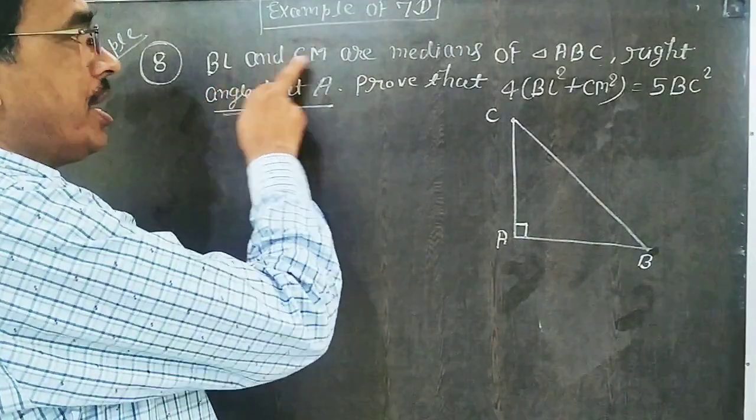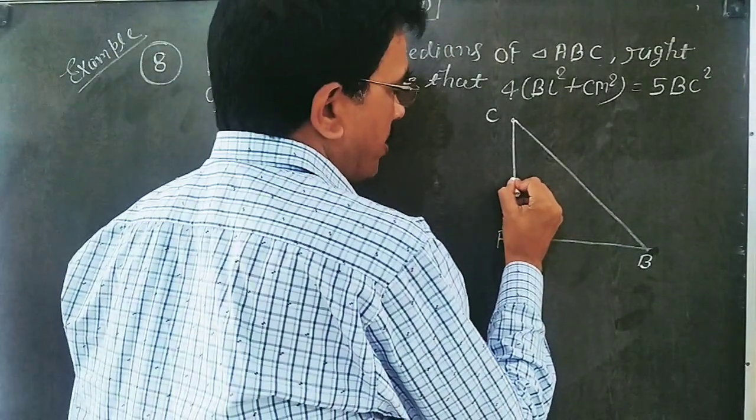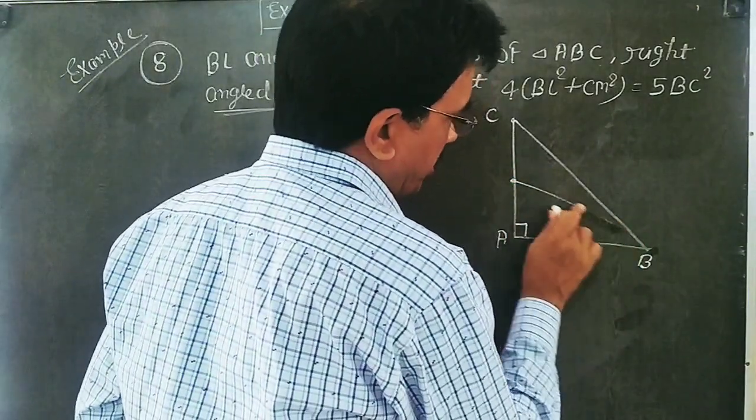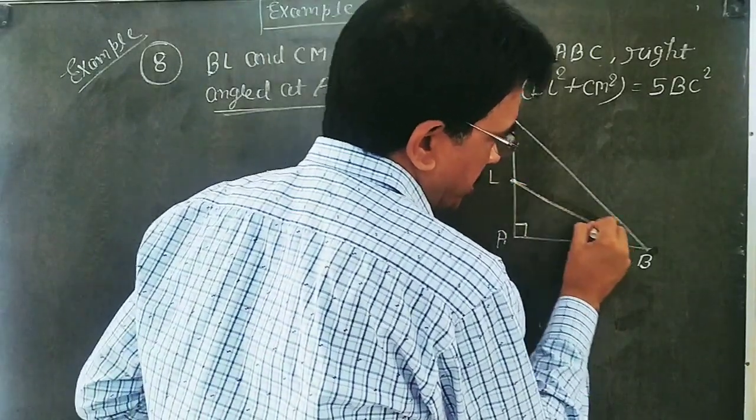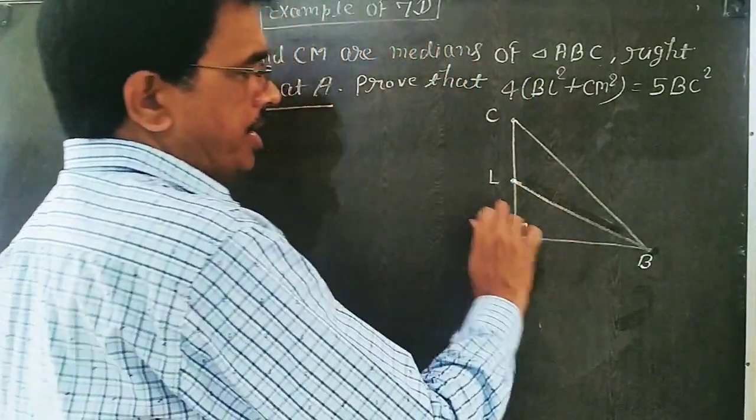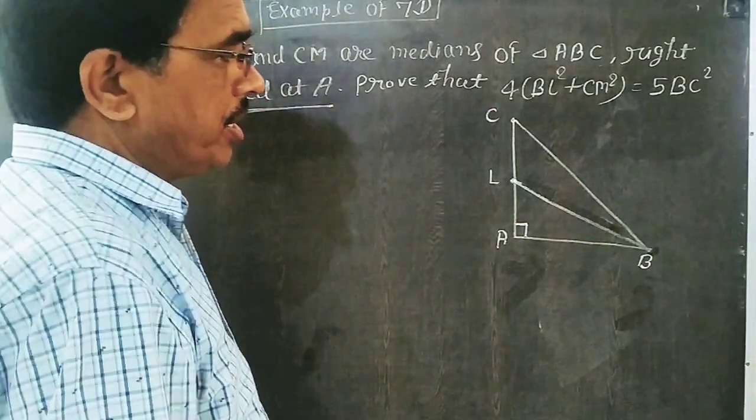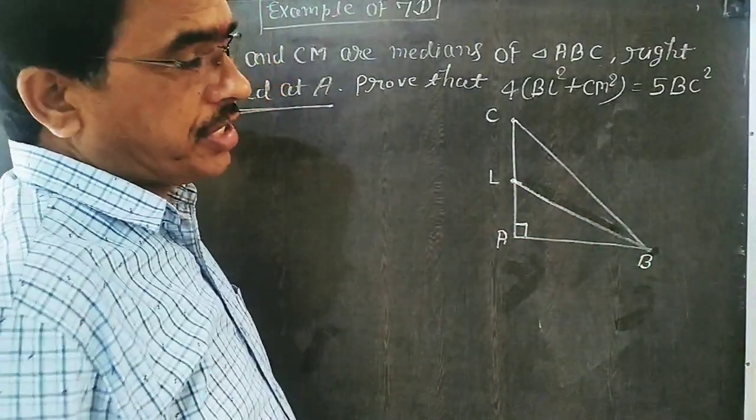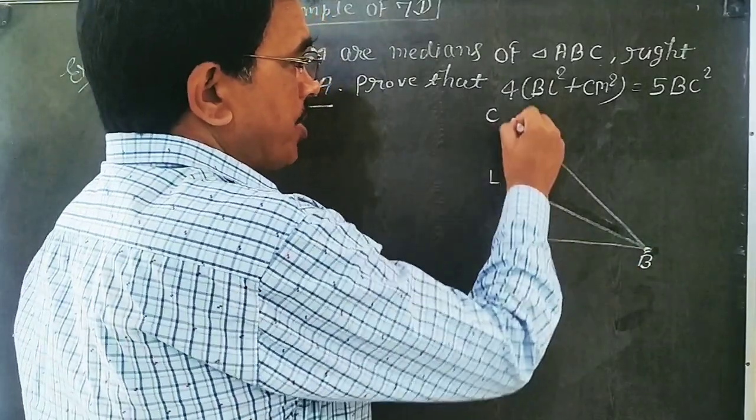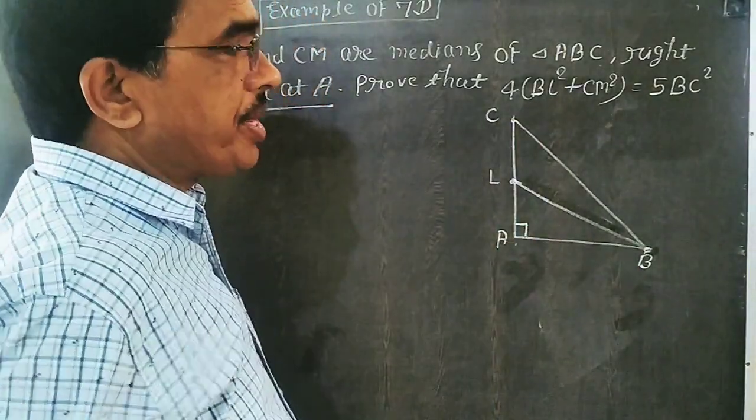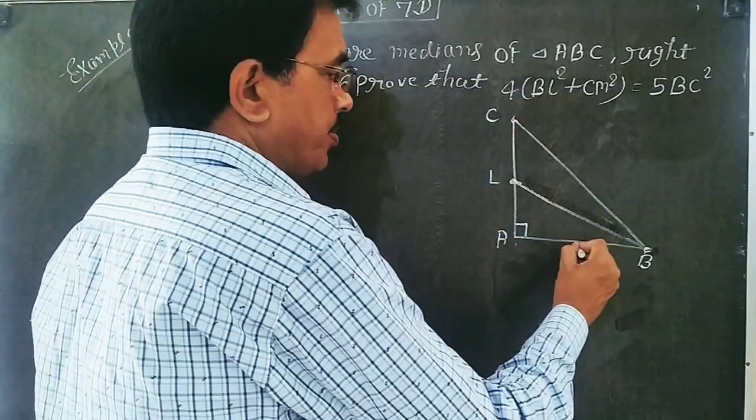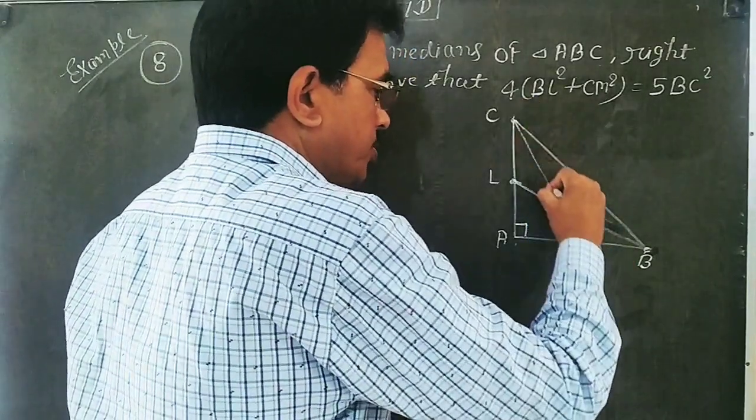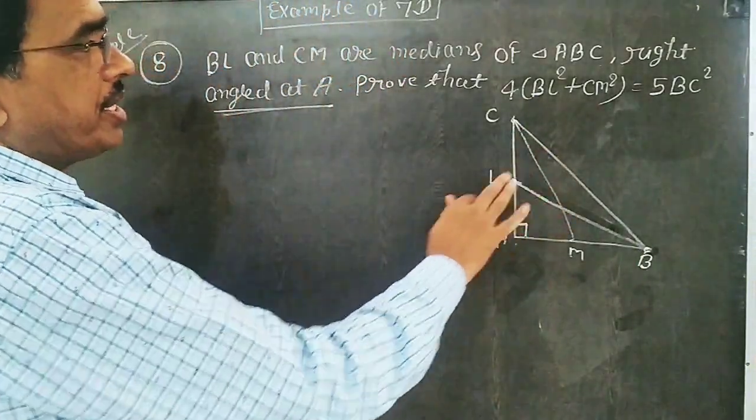Now BL and CM are the medians. BL means L is the midpoint of AC. So BL is the median of triangle ABC. What is a median? A median is a line segment joining a vertex to the midpoint of the opposite side. Vertex is B and L is the midpoint of the opposite side AC, so BL is the median. Similarly, the other median is CM. M is the midpoint of AB and we join it to C, so BL and CM are the medians.